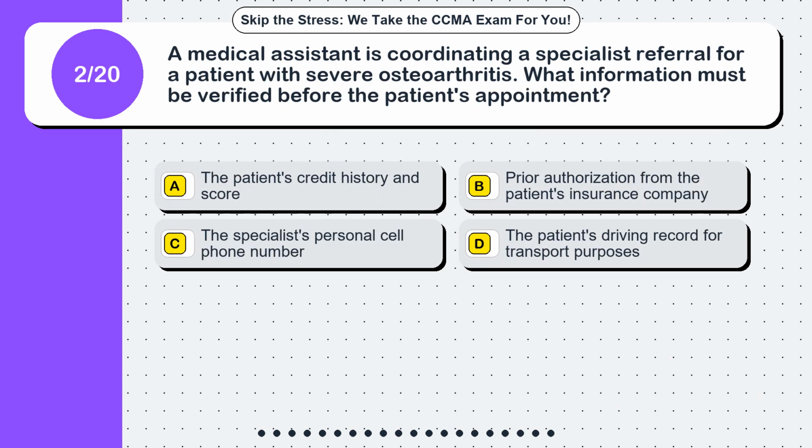Question 2. A medical assistant is coordinating a specialist referral for a patient with severe osteoarthritis. What information must be verified before the patient's appointment? Option A, the patient's credit history and score. Option B, prior authorization from the patient's insurance company. Option C, the specialist's personal cell phone number. Option D, the patient's driving record for transport purposes.